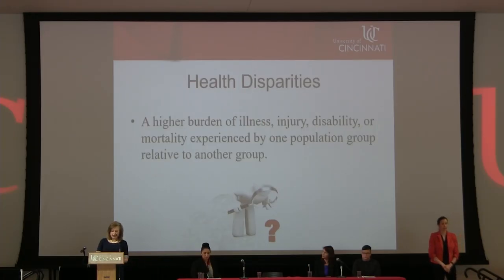So health disparities can be defined as differences in illness, injury, or life expectancy of one group versus another. And we commonly view these through the lens of race and ethnicity, but they can also occur across other spectrums, such as socioeconomic status, age, location, gender, and sexual orientation.